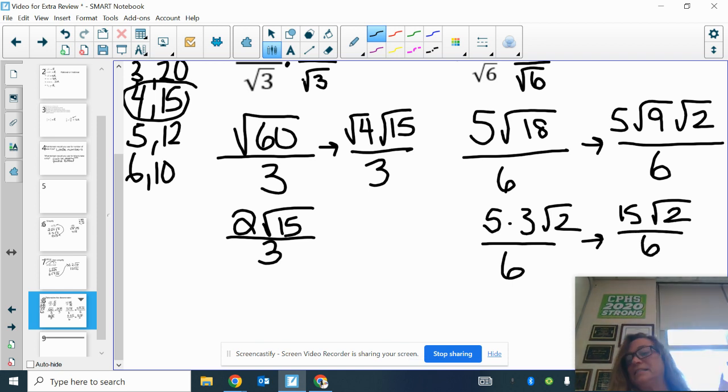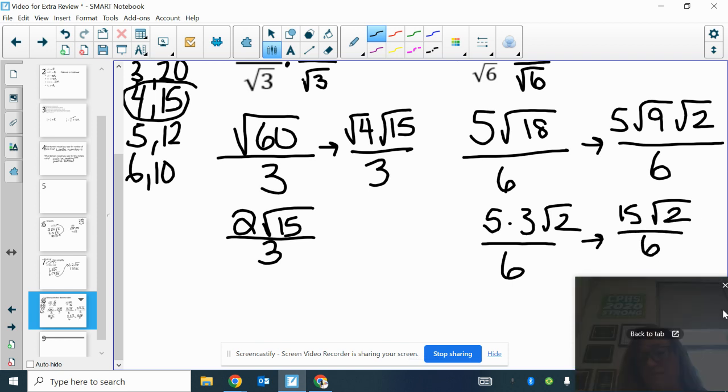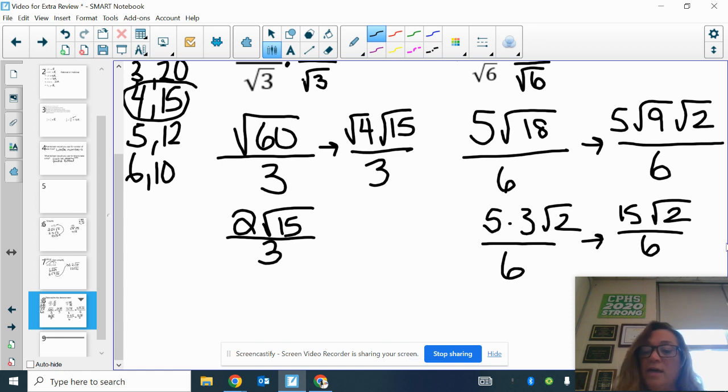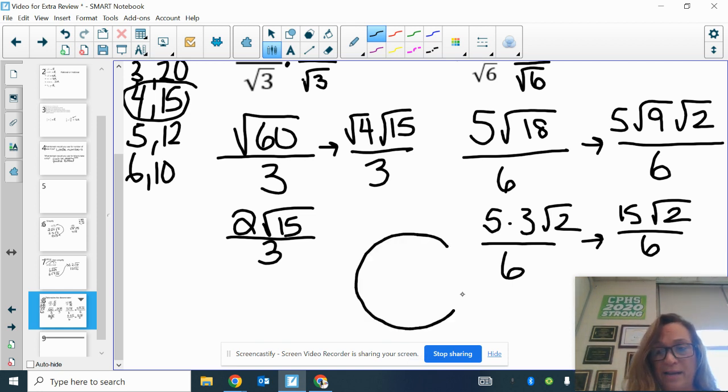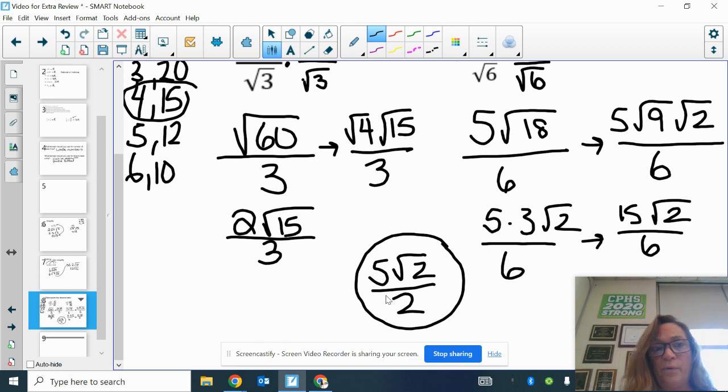Now, you can simplify the fractional part, the 15 over 6, if you want to, because there's a common factor of 3, but you can also leave it like that if you want, okay? If you want to simplify it, I'll put it right here. They both have a common factor of 3, so that would be 5 radical 2 over 2, okay? Your calculator will also simplify fractions for you.